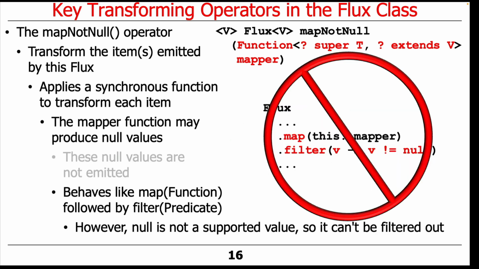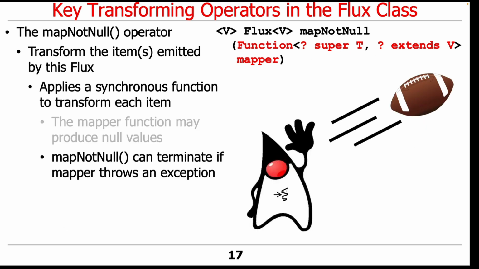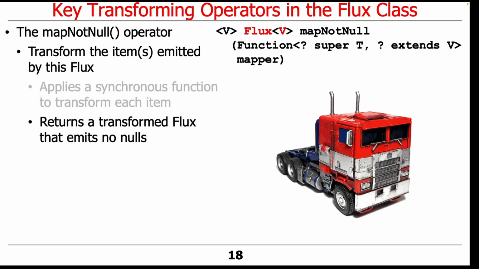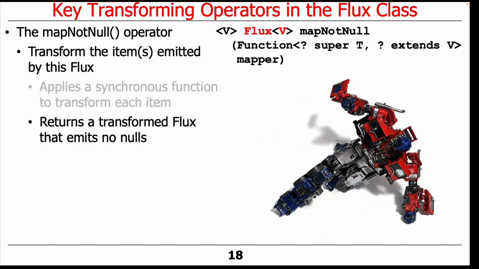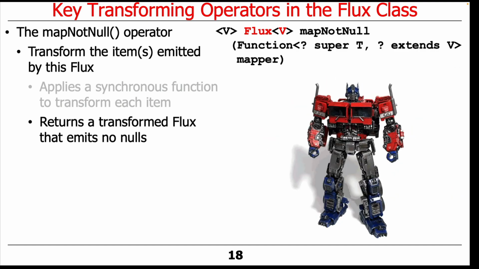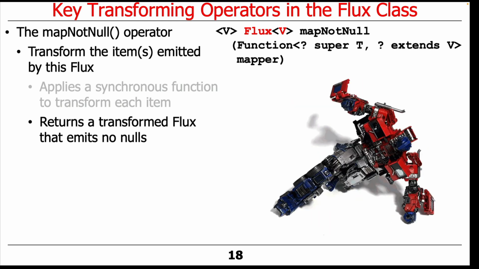OK, so you can think of mapNotNull as being like map followed by filter. That would be the normal way you would do this in a Java Streams environment. However, since null is not a supported value, you simply can't filter it out, which is odd, but that's the way it works. So what you get is a transformed flux. You can also terminate. If an exception occurs, you can throw an exception. That's fine. And it'll return a transformed flux after applying the mapper that doesn't emit nulls.